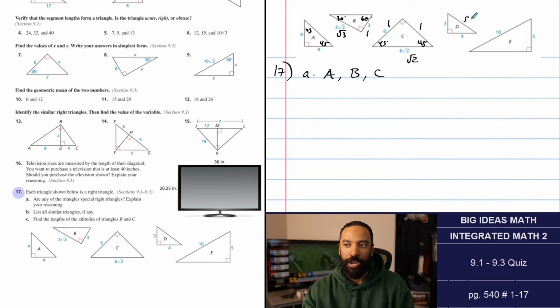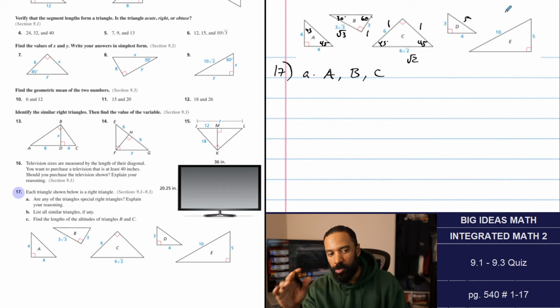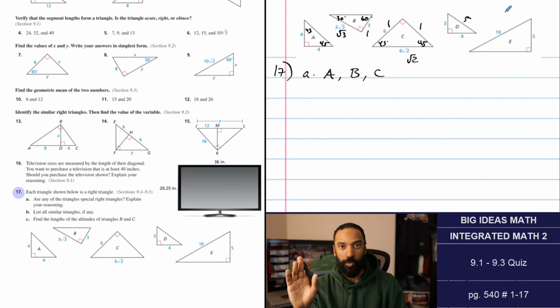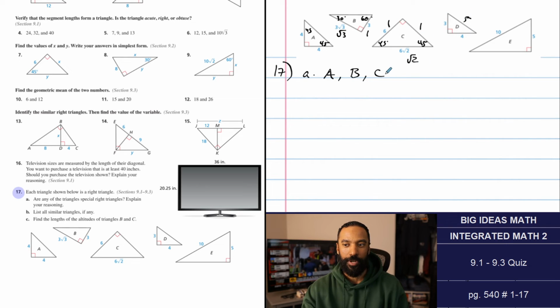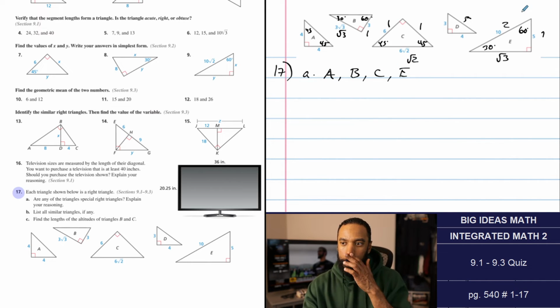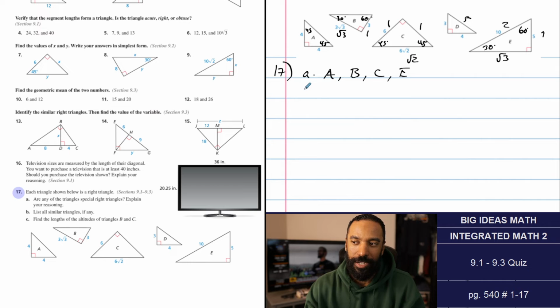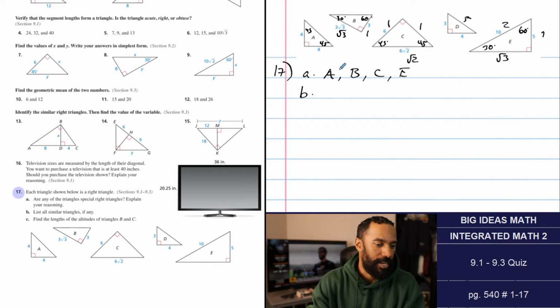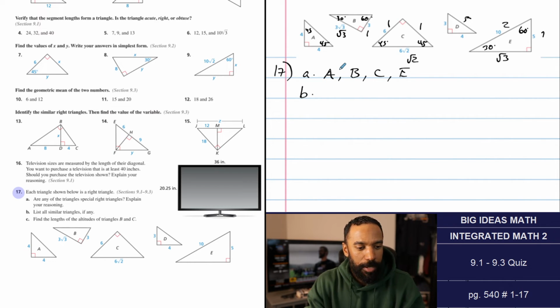D is a Pythagorean triple. It's a 3, 4, 5 triangle, but it's not a special right triangle. It's special in its own right, but not special in the 45, 45, 90, 30, 60, 90 way. And E, this is a 1 to 2 relationship here in a right triangle, so this must be a root 3 by comparison. This is a 30, 60, 90 in that way, so E also is. These are the special right triangles. D is special in its own right, being a Pythagorean triple, but not in the 45, 45, 90, 30, 60, 90 way. List all similar triangles, if any.